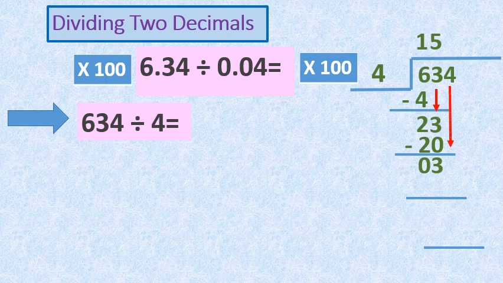Now the 4 comes down. 4 times what gives me 34, or a number closer to 34? It would be 8, and 32. 34 minus 32, it's 2. Now we put a decimal point in the quotient and 0 next to the remainder, so we have 20. 4 times what gives me 20? It's 5. 4 times 5 gives me 20. So 20 minus 20 is 0.